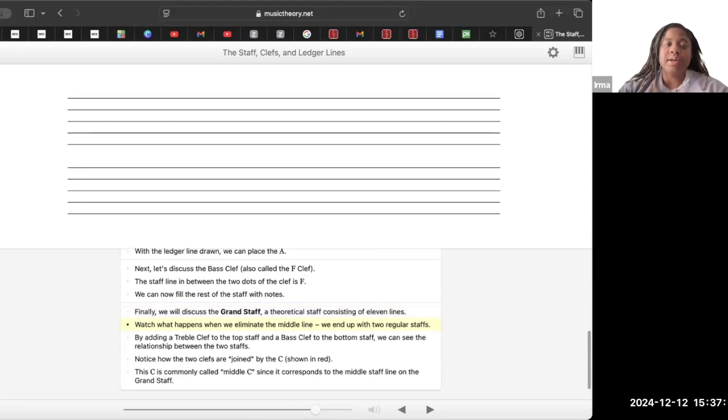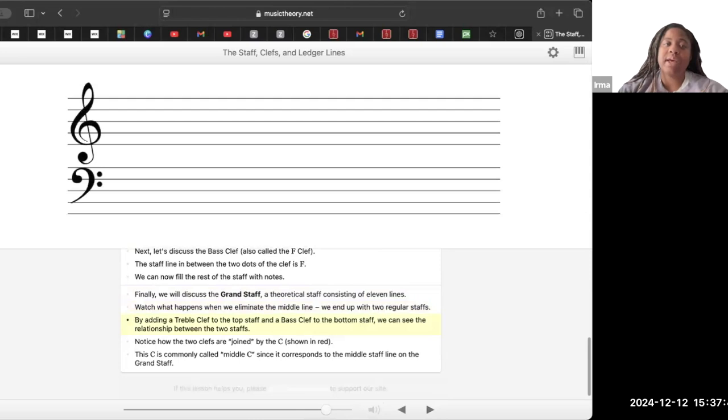All right, so this is what we call the grand staff, okay? So notice how when I clicked to the next part, it eliminated the middle line, which is what we call the middle C, and we ended up with two regular staffs. So this to us is what we call a grand staff. Okay, so by adding the treble clef on the top staff and the bass clef to the bottom staff, we can see the relationship between the two staves or staffs.